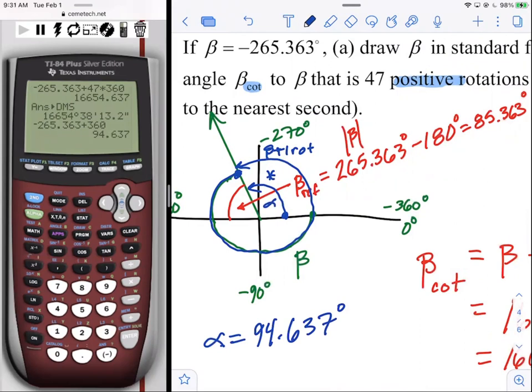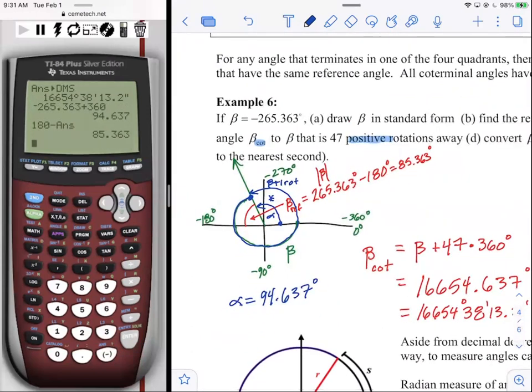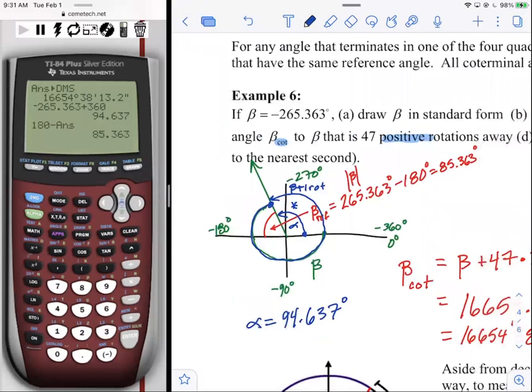Now, what if we didn't know the reference angle? We found it by looking back. What if I knew that alpha was 94.637? How could I use 94.637 to find the reference angle? Subtract it from what? 180, because now that angle didn't go past 180. It stopped short of 180. So look, we could find the reference angle another way, 180 minus the answer. And you get 85.363. Is that the same one? Yeah. So there's going to be a lot of different ways to get your answers.